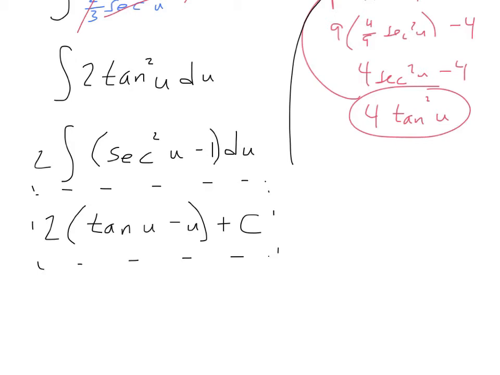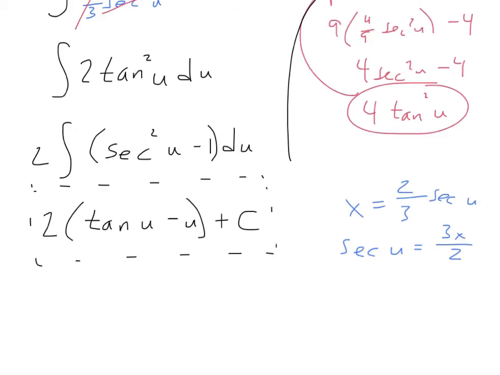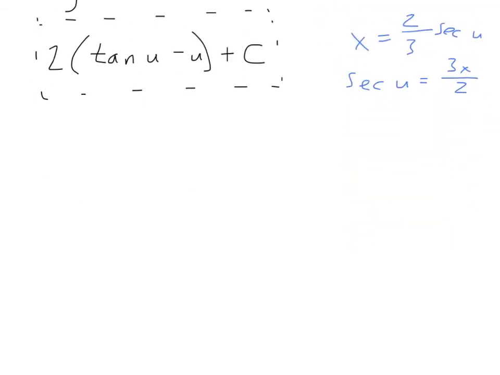At the very beginning of this problem, we said that we were going to use the substitution x equals 2/3 secant u. Well, to me, what that means is that secant u is equal to 3x over 2. So what I'm going to ask you to do now is to take this statement and figure out what tangent is. So work through that, and then we'll come back together and finally finish this problem.